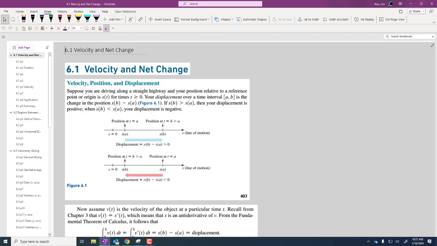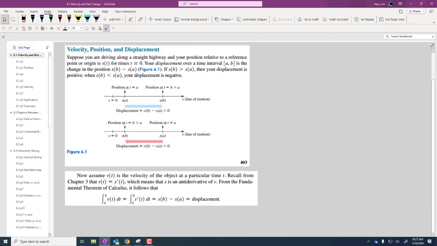And we are going to imagine an axis that the particle is moving on. We're going to choose an origin. And typically, we're going to have the positive direction be to the right, negative direction be to the left. So standard stuff. And the function s is going to represent the position.